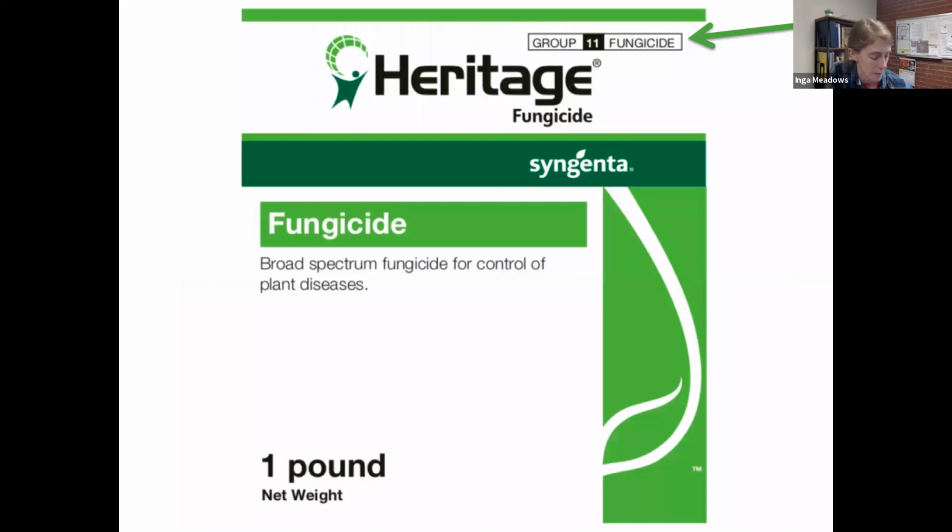And then here's an example of a fungicide label that has the FRAC code on it. Down in more of the text, you'll see more about fungicide resistance management. So that's just an example and a brief overview of FRAC codes.